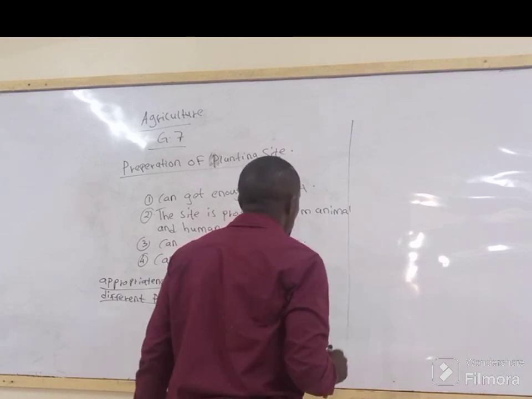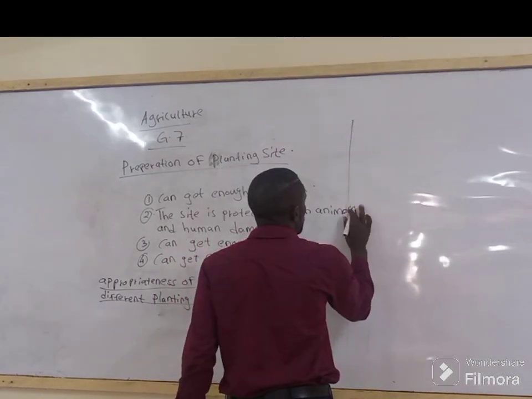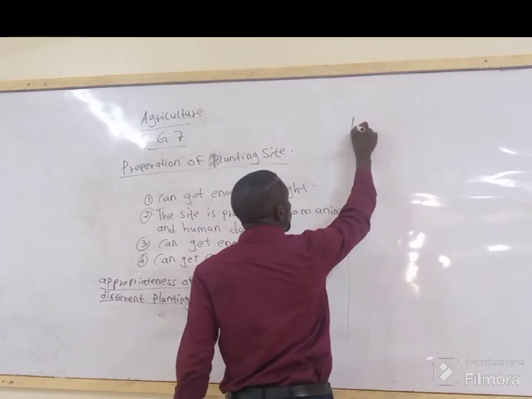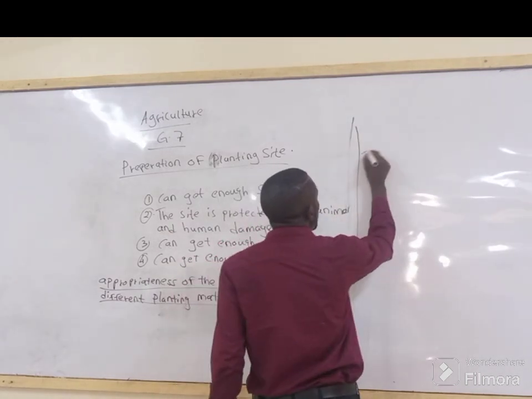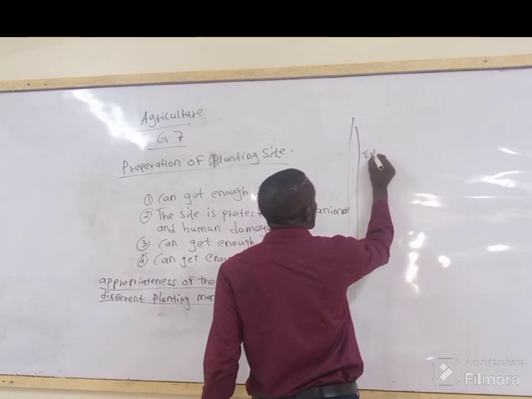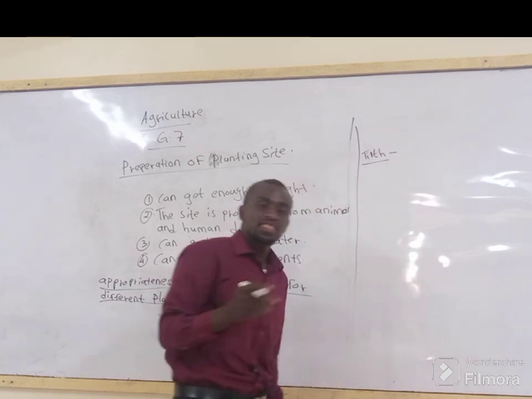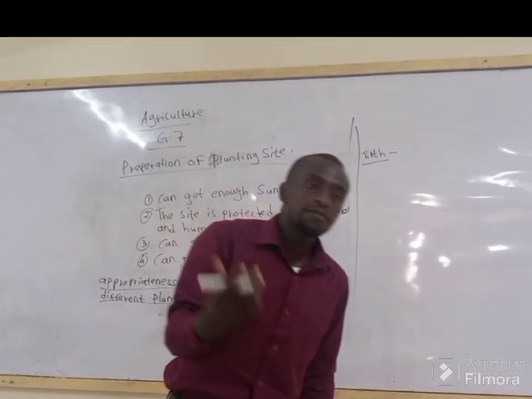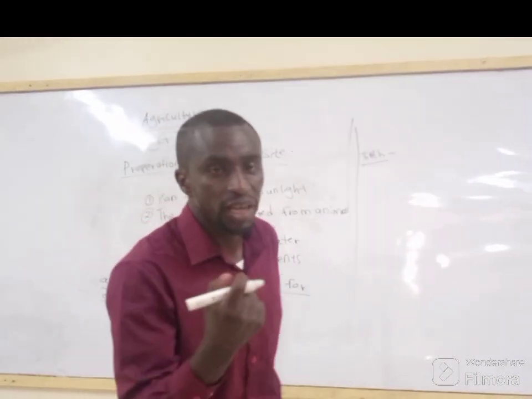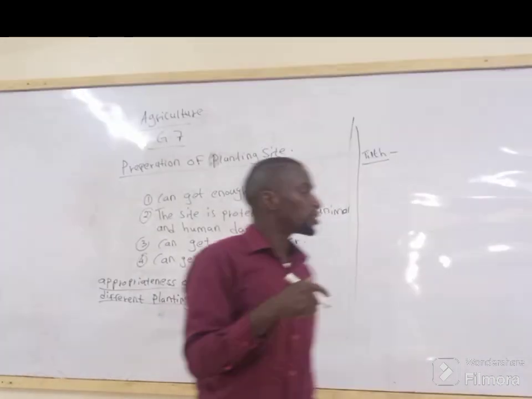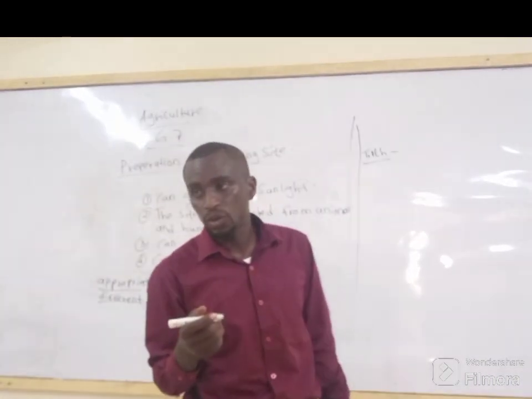Now here we've talked about something we call tilth. So we need to understand first of all what a tilth is. Now when we talk about tilth, it is the roughness or coarseness of the soil. Roughness or coarseness of the soil is what we call tilth. Now we have three types of tilth.